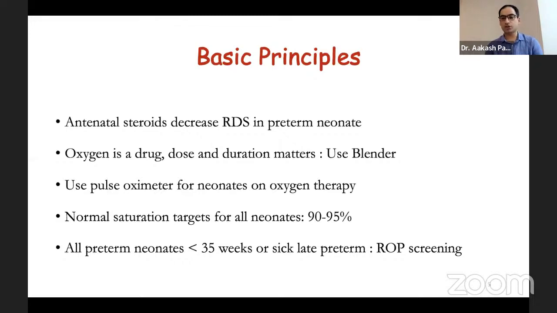A baby who is on oxygen should receive oxygen by blender. And the other important thing is that the baby should be regularly monitored with a pulse oximeter to know the saturation. No matter how high-end machines you may be using, if you are not using these two basic equipments in your NICUs, you are not going to get intact survival. And last but not the least, majority of the good centers in India have burned their fingers. So all premature babies who are less than 35 weeks or late preterm surrogate or who had a very turbid course in the NICUs should undergo ROP screening at 3 to 4 weeks.